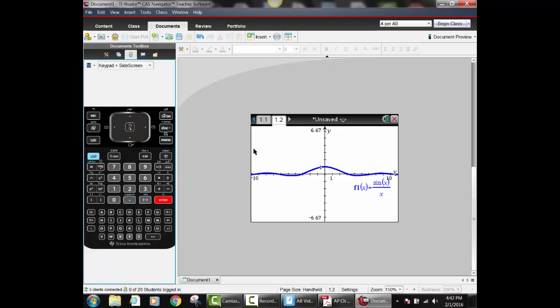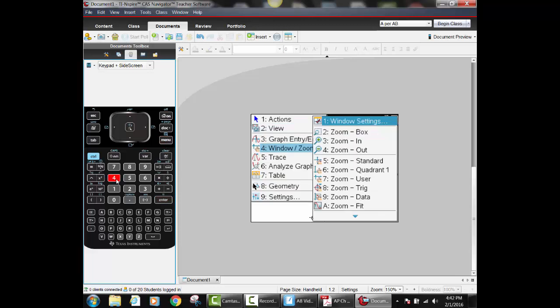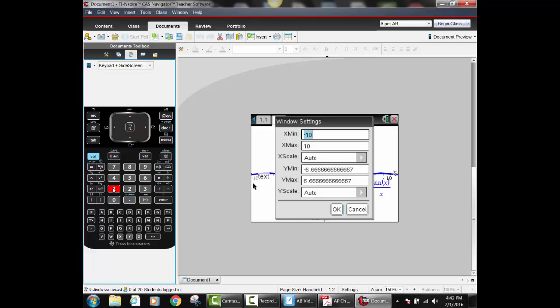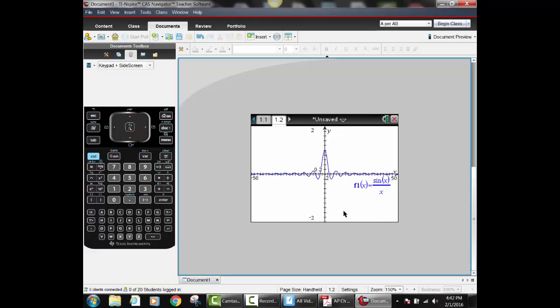Let's just press enter. Alrighty, so as you can see, now it's not a great graph, so I want to see it further out right and left. So I'm going to let it go from negative 50 to 50, just so you can see. And we don't need to go as far up and down as negative 6.6. Let me just have it go from negative 2 to 2 as far as height goes. Okay, and here we go.